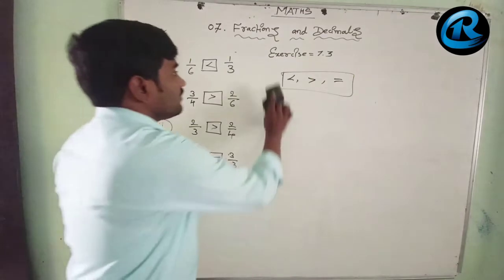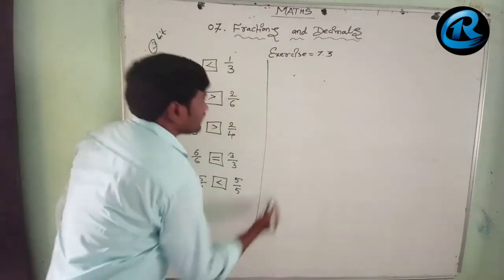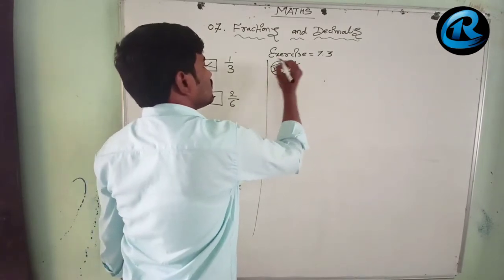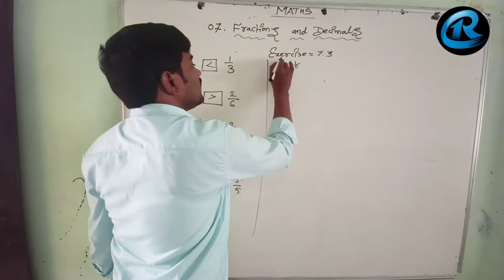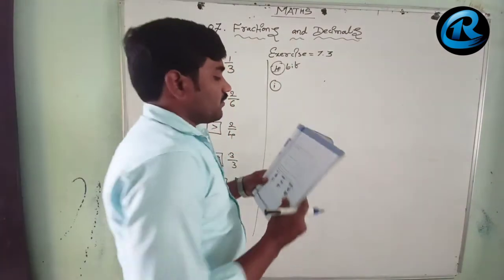In the same way, we'll have the next bit, bit number 4 also. So let us go for bit number 4. In the fourth bit, let us see, there are some questions in the same model. Let us solve it.